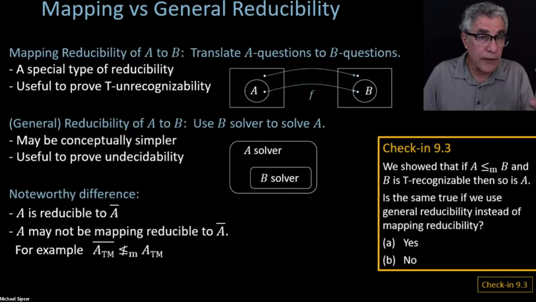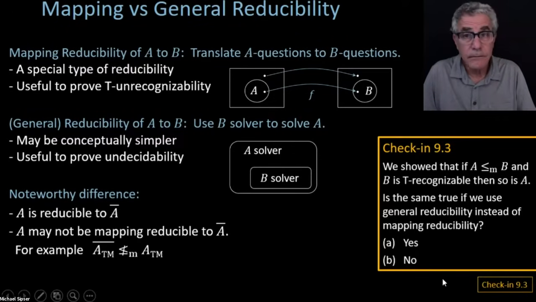Does it always work to give you a recognizer if you have just a general reduction? Assume you have a B solver, and you're going to build an A solver out of that. Mull that over while I'm setting this up.